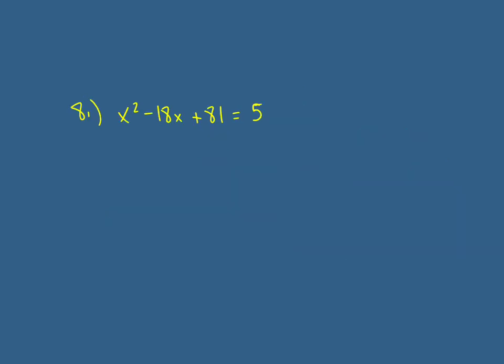8, another one that's a perfect square trinomial. It's got 3 terms. X squared is x and x. 81 is 9 and 9. It works out for the middle, so I get to write it as x minus 9, x minus 9. Since those match, I get to write it as x minus 9 squared equals 5.